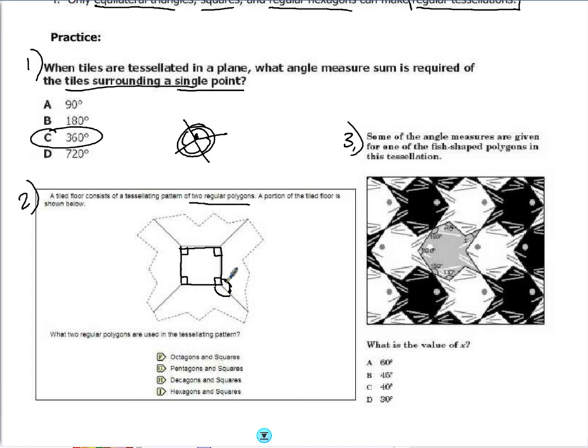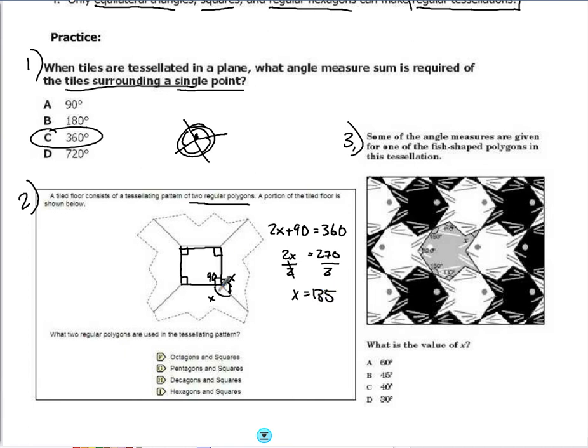So I need to find x and x, and I know this is 90. So really, x plus x is 2x, plus 90 degrees. Those angles have to add up to 360. So when I subtract 90 from 360, I get 270, and when I divide by 2, x is going to equal 135 degrees. So that's my interior angle here, 135.